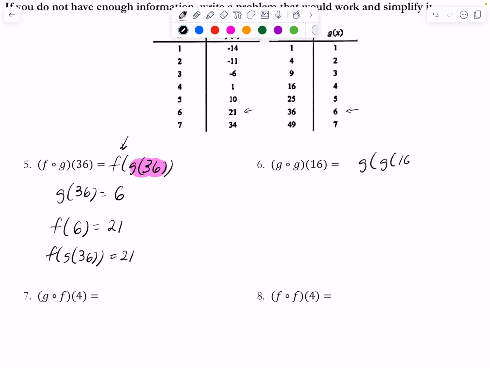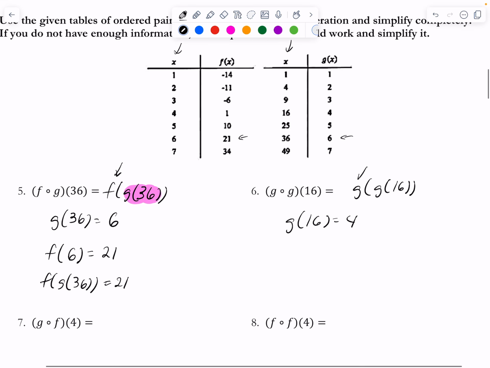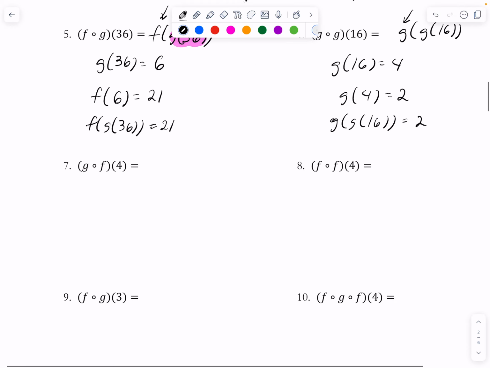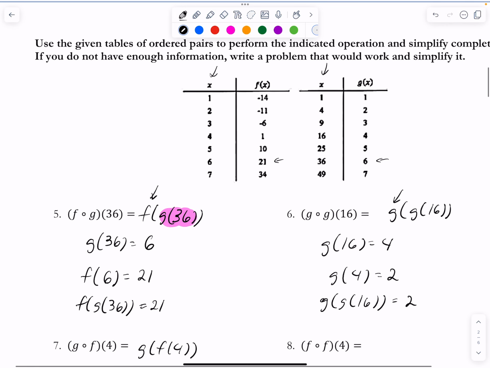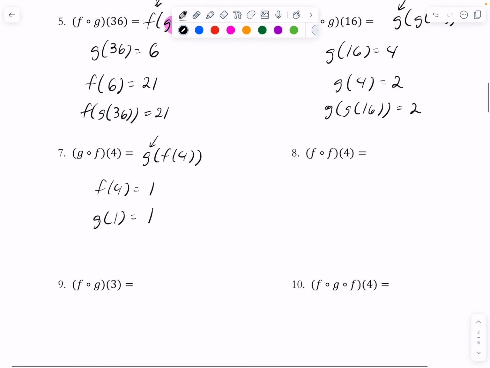All right, everything from here on out is going to be that pattern. So g of 16. All right, so focus on the inside and do g of 16. G of 16 from the table is 4. Remember, that's not the answer. That's what I'm plugging into that outside function. So g of 4 is going to be 2. So g of 16 is the same as 2. Okay, keep going. G of f of 4. All right, so I'm going to go to my f of x function. When x is 4, my f of x is 1. So f of 4 is 1. Use that to plug into g. So g of 1 is going to be 1 as well. So g of f of 4 is 1.